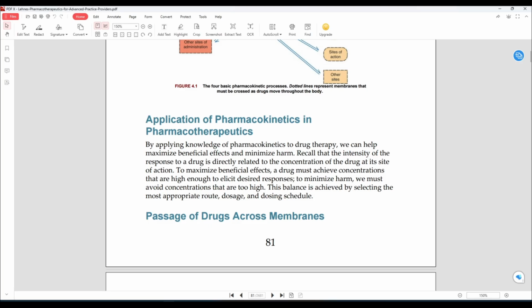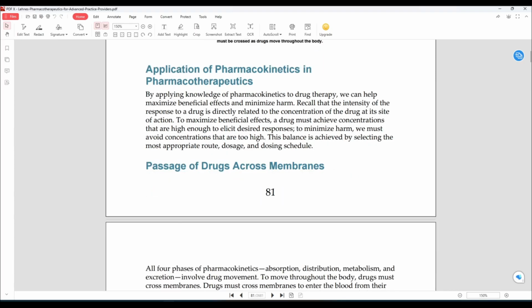By applying knowledge of pharmacokinetics to drug therapy, we can help maximize beneficial effects and minimize harm. Recall that the intensity of the response to a drug is directly related to the concentration of the drug at its site of action. To maximize beneficial effects, a drug must achieve concentrations that are high enough to elicit desired responses. To minimize harm, we must avoid concentrations that are too high. This balance is achieved by selecting the most appropriate route, dosage, and dosing schedule.